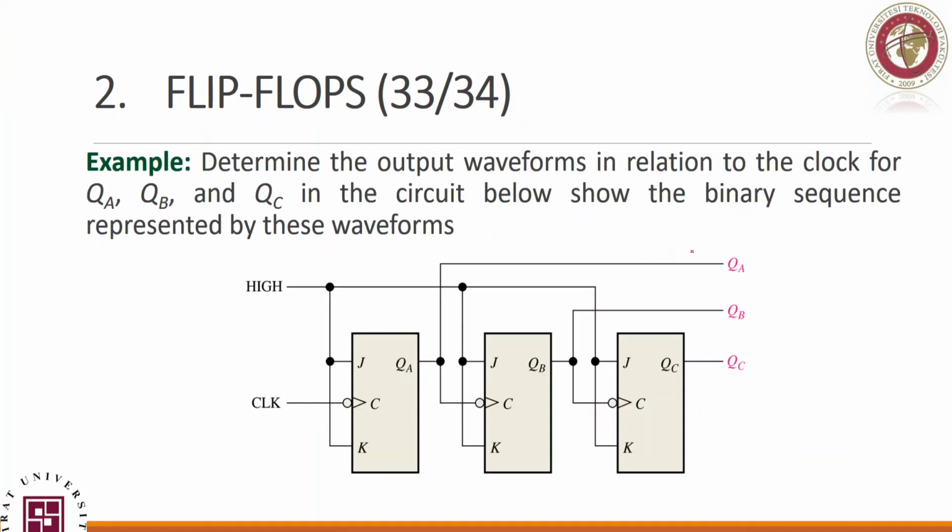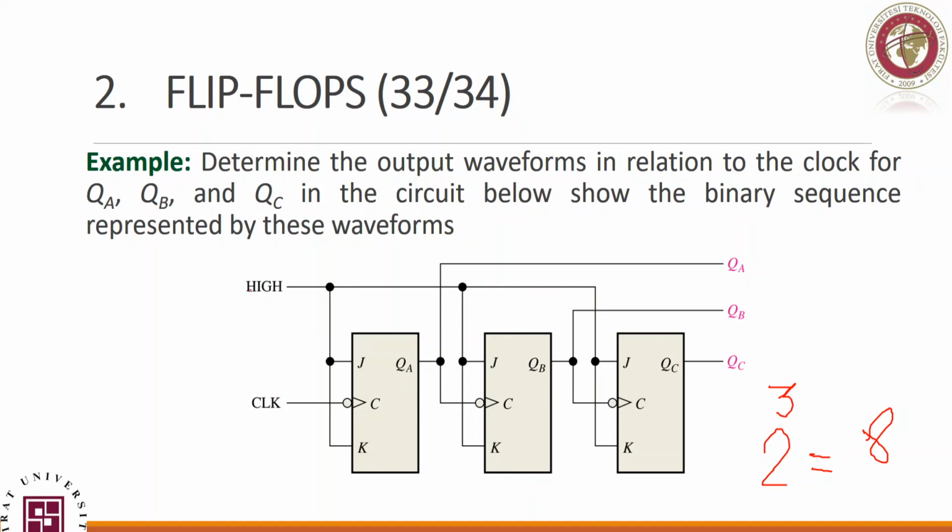Okay, take an example. Determine the output waveforms in relation to the clock for QA, QB, and QC. Now look, we have three stages. That means 2 to the power 3, which is 8, meaning we will count from 0 to 7, 8 numbers. Now, as I said, if you are not given the state, assume QA, QB, QC are initially all reset.